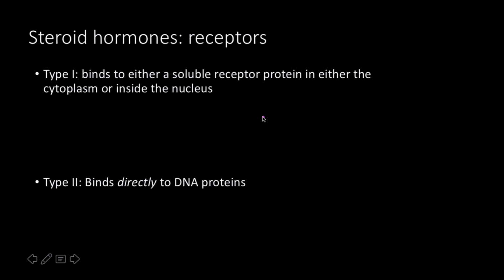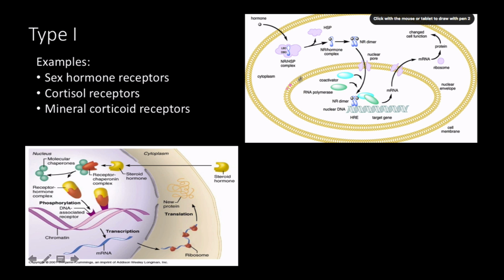So there are actually 2 subtypes of steroid hormone receptors that are mentioned, and these vary depending upon the mechanism of how they work, right? Type 1 is going to bind to either a soluble receptor in the cytoplasm or a soluble receptor inside the nucleus, right? Whereas type 2 steroid hormone receptors just bind directly to the DNA or directly to the proteins that are involved with gene expression. So let's see, okay, cool, pictures here.